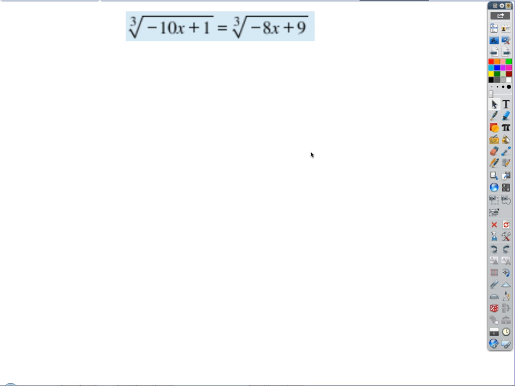We're supposed to isolate the radical, right? Well, they're both isolated. So I can just cube both sides this time. If I cube both sides, what do I get on the left side? Okay, negative 10x plus 1 on the right side. Okay, then what? Which side should I push the x's to? The right.